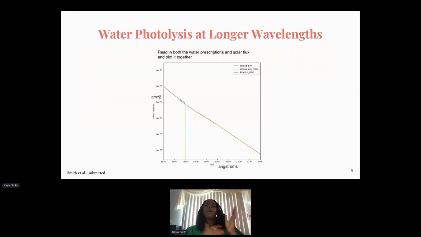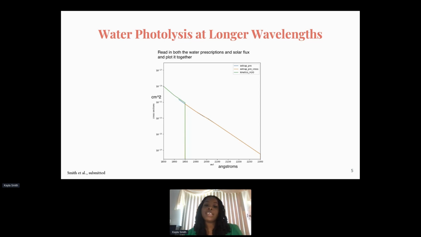And so water photolysis at longer wavelengths. So this is kind of what I was hinting at. Previous models and previous studies, specifically Ranjan et al. 2020, actually suggest that water photolysis is non-negligible at much longer wavelengths than previously suggested by previous models. So for example, KINETICS typically drops off about 1950 angstroms of water photolysis. And so we're wondering, okay, if that's it, then we won't see a lot of H2 escaping to space with our model. But Ranjan et al.